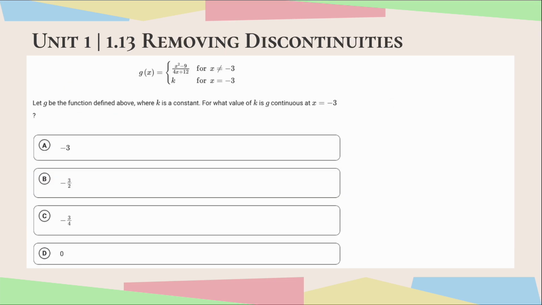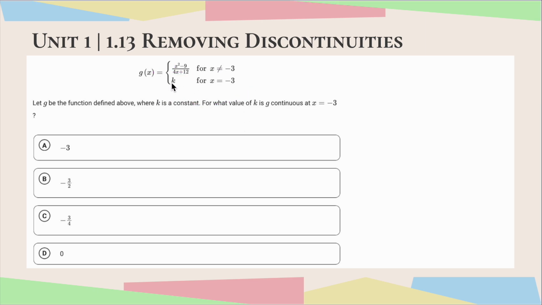Okay, so this is a 1.13 question. This has to do with removing discontinuities. It says, let G be the function defined above, where K is a constant. For what values of K is G continuous at x equals -3? So what I have to do here, remember, in order for a function to be continuous, the output value has to equal the limit. This is my function rule for everywhere except for x equals -3, and then it's going to equal K when x is -3.